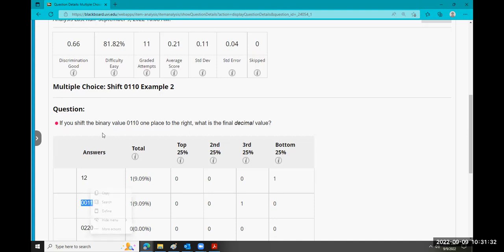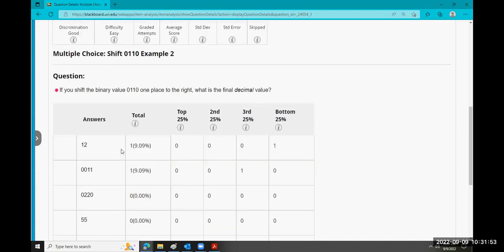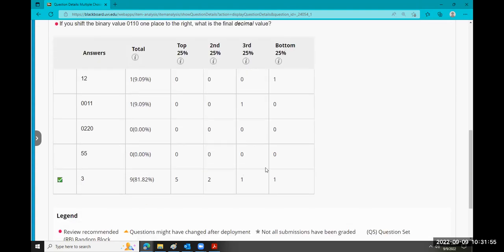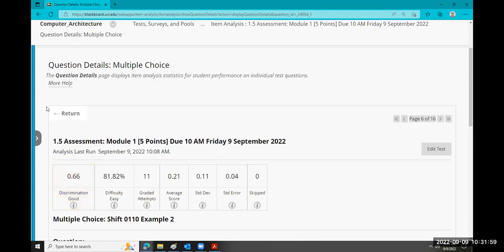And if the question read, what is the binary value, or the final binary value, this would have been a correct answer. But it asks, what is the decimal value? Well, it has a 1 in the 2 to the 0 place, and it has a 1 in the 2 to the 1st place, which means we have a value of 3, okay? And again, most everybody got that correct.